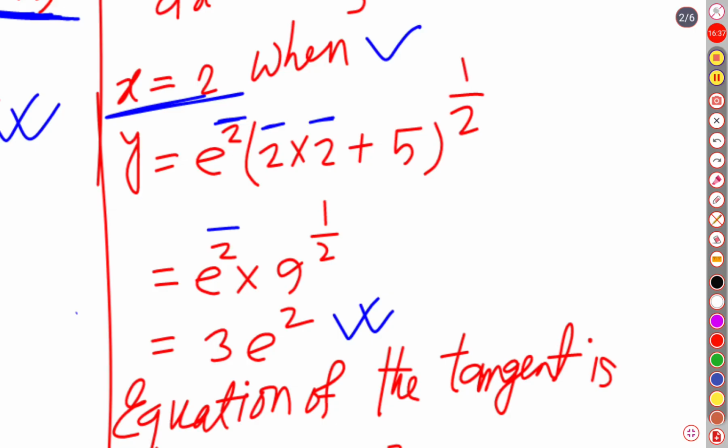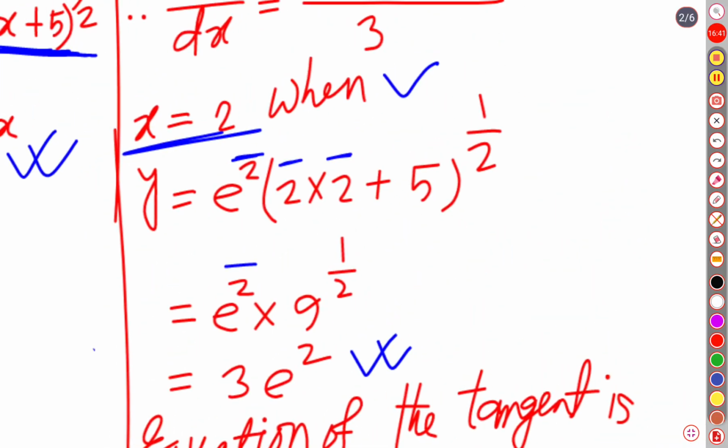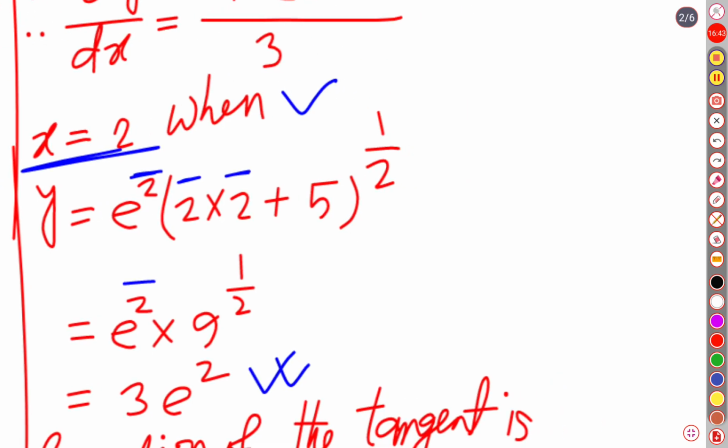So we have got a coordinate for the equation of the tangent. Look, these are now our coordinates. The coordinates have become x, y.